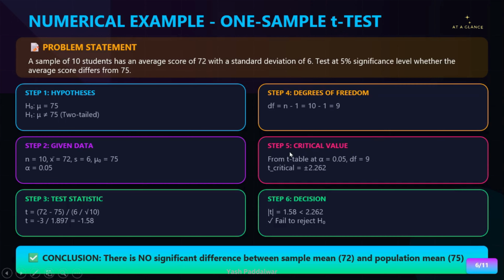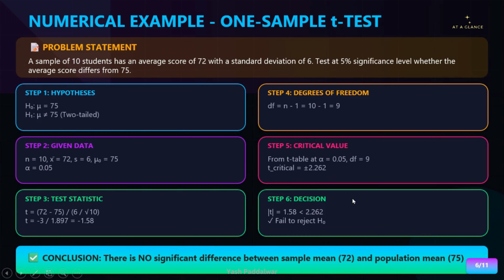Step 5 is to get your critical value from the t table. So from the t table, at alpha equals 0.05 and df equals 9. Remember, for calculating the t critical value from the t table, you require two things. First is the level of significance, and second is the degree of freedom. So for both of these, you get the t critical as plus minus 2.262. This is the t critical value from the t table.